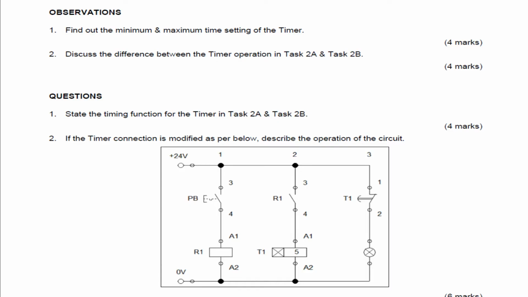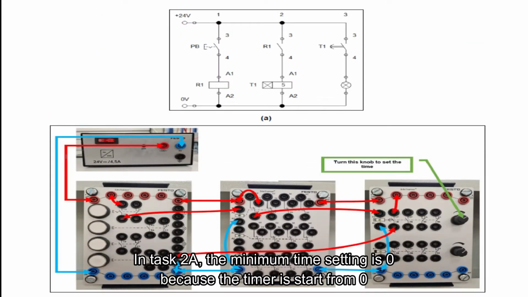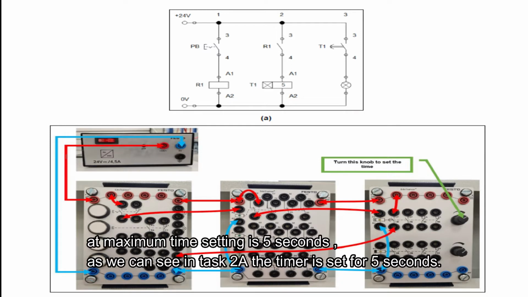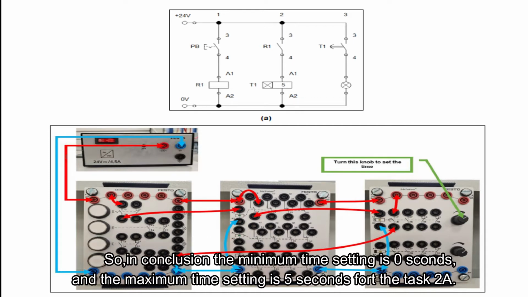Okay, for the observation, first find out the maximum and the minimum time setting of the timer. In task 2A, the minimum time setting is 0, when the timer starts from 0. The maximum time setting is 5 seconds. As we can see here, in task 2A, the timer is set for 5 seconds. So in conclusion, the minimum timer setting is 0 seconds and the maximum timer setting is 5 seconds for task 2A.